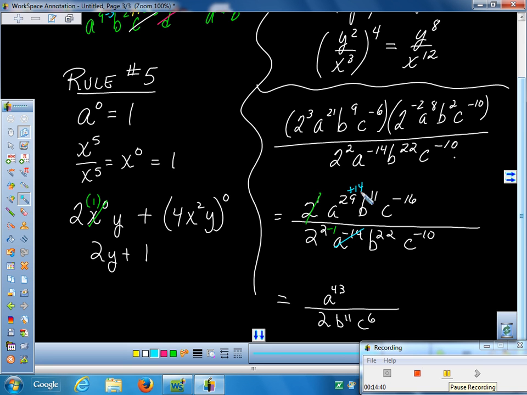Which way are the B's going? Down. So 11 would come down. We would subtract 11, which would make us have B to the 11th again. And then lastly, the C's, you got to think about that. Where would I keep them positive at? At 16. If I bring 16 down and make it plus 16, I'll end up with C to the 6.